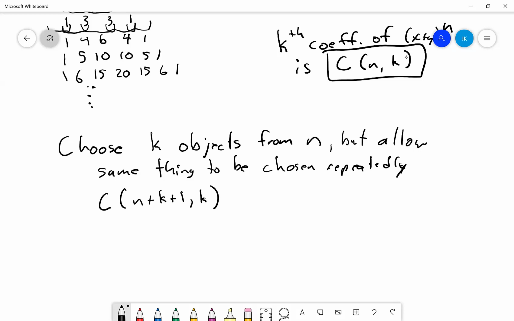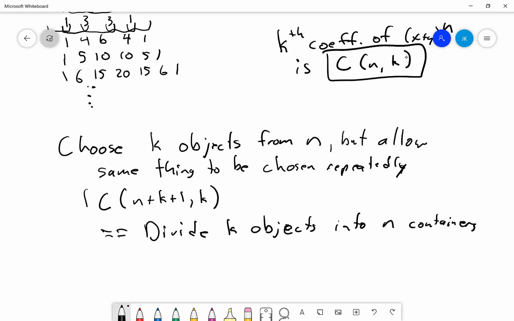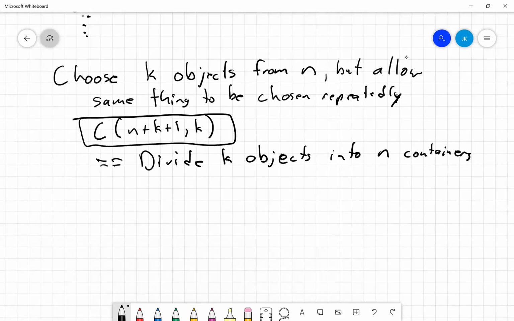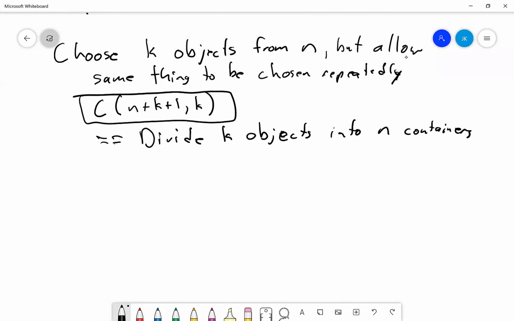Another one is, and it's actually kind of the same thing. This is equivalent, and you'll have to convince yourself of why this is the case. If you were to divide k objects into n containers, it's also that same value. Okay, so both of those come up if you're dividing objects into containers, or you're selecting objects, allowing them to be chosen repeatedly, you get the same value there. Okay, but let's give an example.